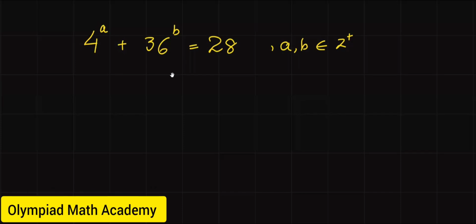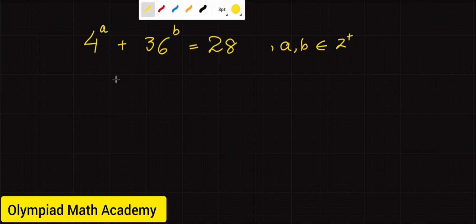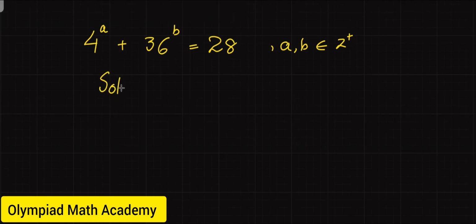The question is 4 power a plus 36b equals to 28. A and b are positive integers. Now let's solve this question. First of all, I would like to write down the solution.